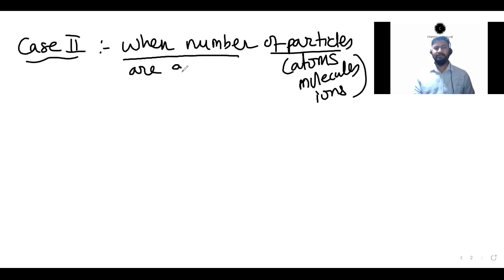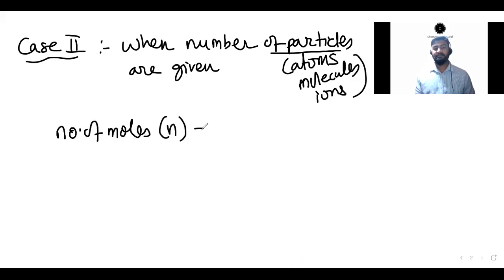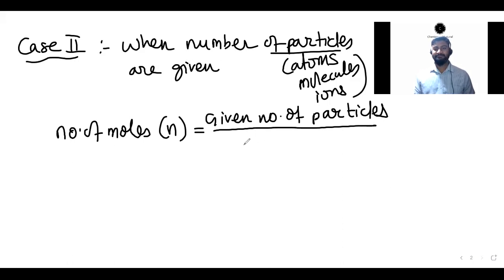So how to find moles when the number of particles are given? When the number of particles are given, moles can be calculated by this formula. Number of moles n is nothing but given number of particles divided by the Avogadro number, which is 6.022 into 10 to the power 23. This is the formula which you can employ to solve this. That's it. I'll be giving examples of each of them, don't worry.